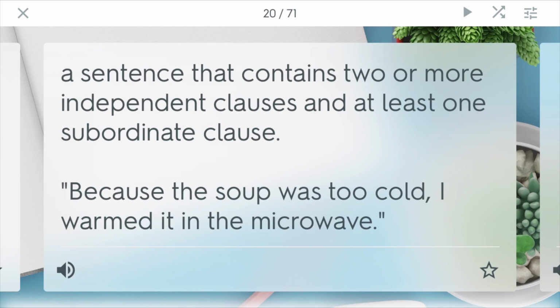Compound complex sentence. This is a type of sentence that contains two or more independent clauses and at least one subordinate clause. Because the soup was too cold, I warmed it in the microwave. The first part is dependent on the independent part, the second part of the sentence.